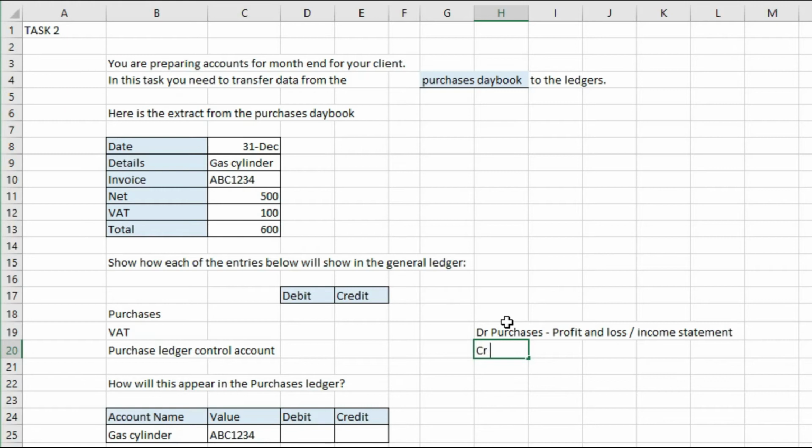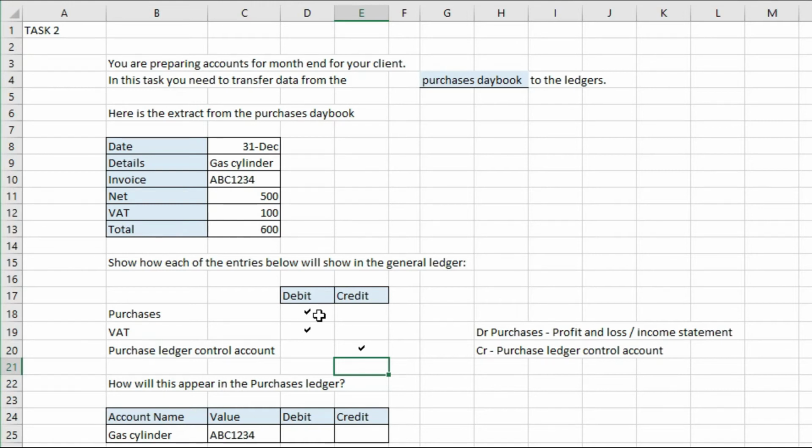So we would then credit the purchase ledger control account. The reason behind that is because that's a liability that's sat on the balance sheet, because it's something that you owe to somebody else, so another business. So when we're recording this in the general ledger, our purchases are going to be a debit, VAT is going to be a debit, and the gross amount is going to be a credit to the purchase ledger control account.